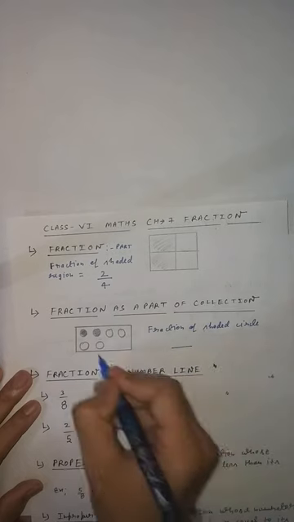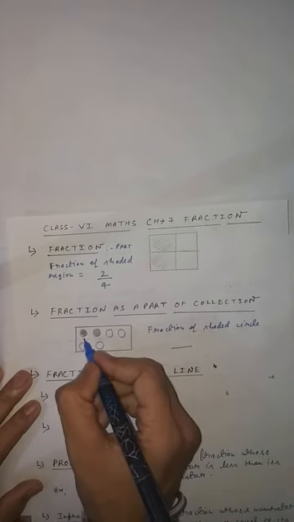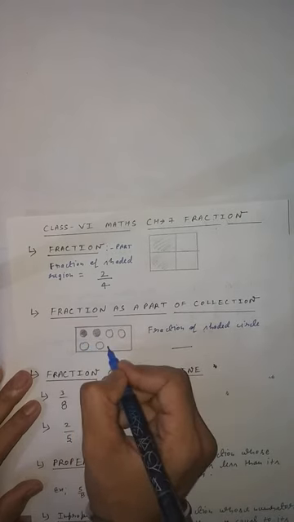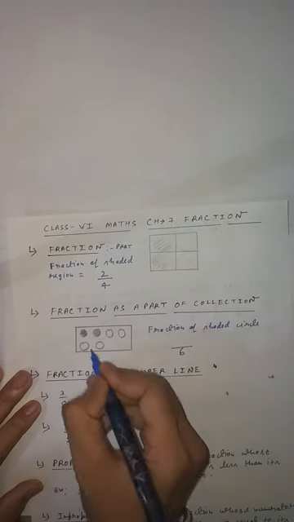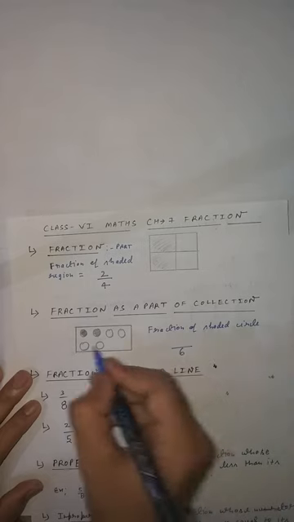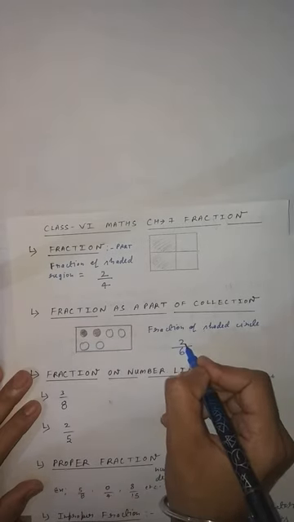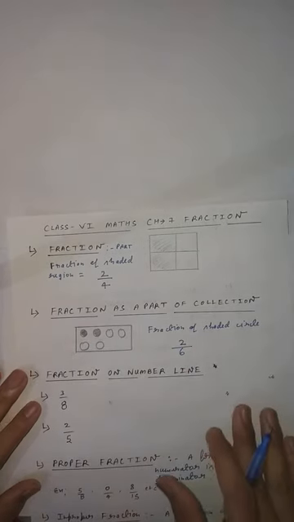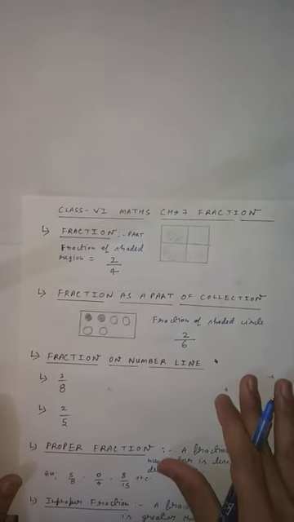In the denominator you will write the total number of terms. So the total circles are 1, 2, 3, 4, 5, 6. You know that there are 6 circles in total. How many did you shade? 2, and you have to find the fraction of shaded circles. So 2 circles are shaded. So the answer is 2 upon 6. Clear, students? Now come to the next topic.